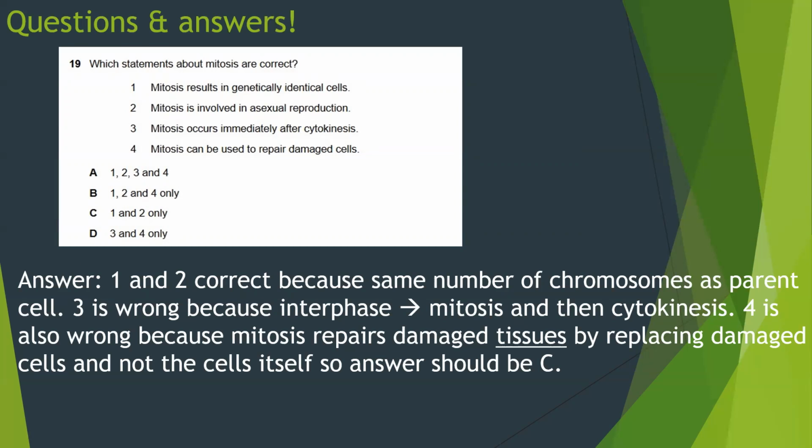So is mitosis involved in asexual reproduction? Yes, because the cells are genetically identical. Mitosis occurs immediately after cytokinesis? No, that's wrong. There's an interphase, there's G1, S phase, and then G2, and then the entire mitosis. And then after that is cytokinesis.